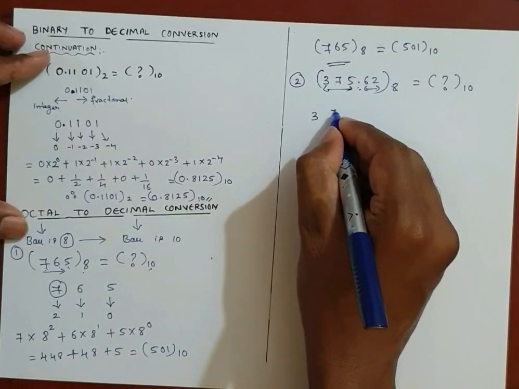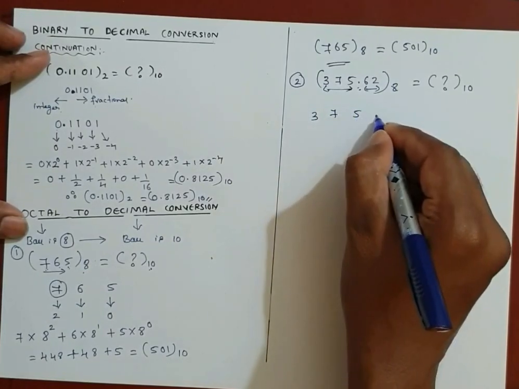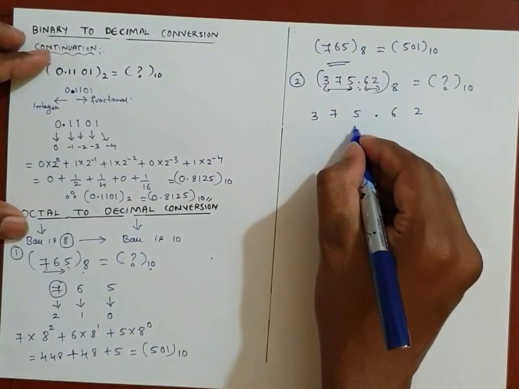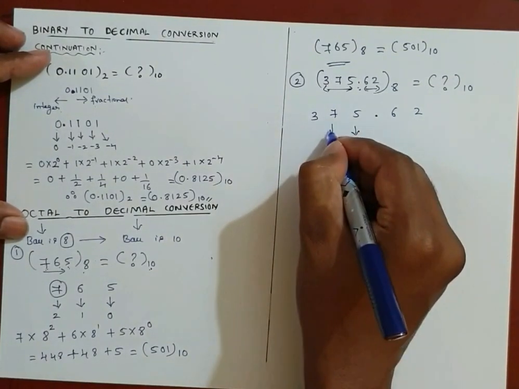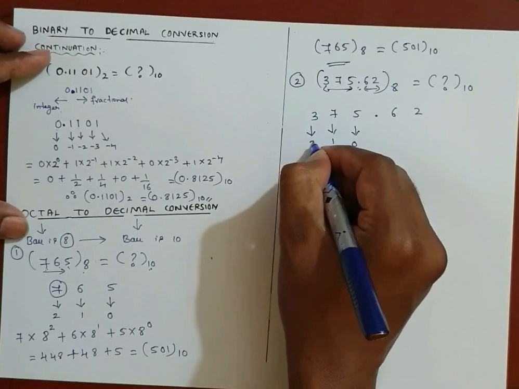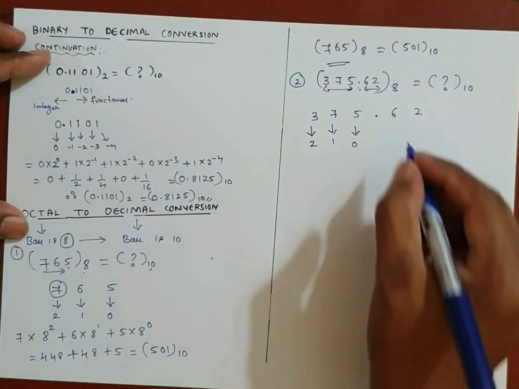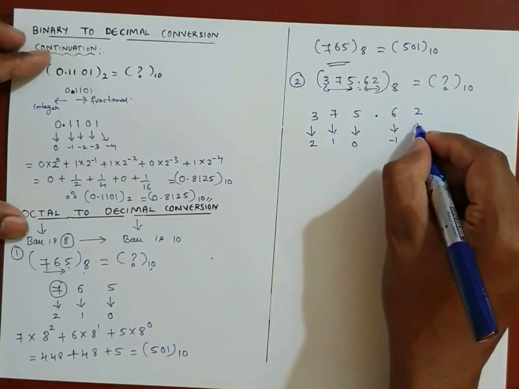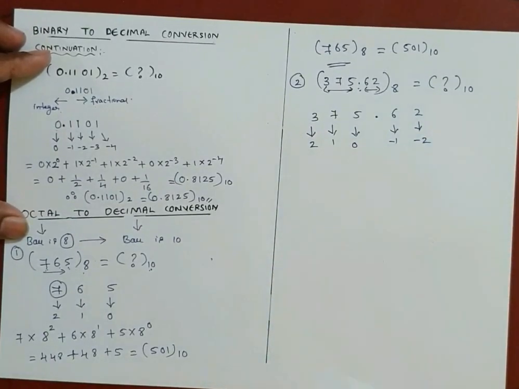First take the given octal number 375.62. First find the positions of the integer part. Here the position is 0, position is 1, here the position is 2. Next find the positions of the fractional part. Here the position is -1 because after 0, -1 will come. Here it is -2.